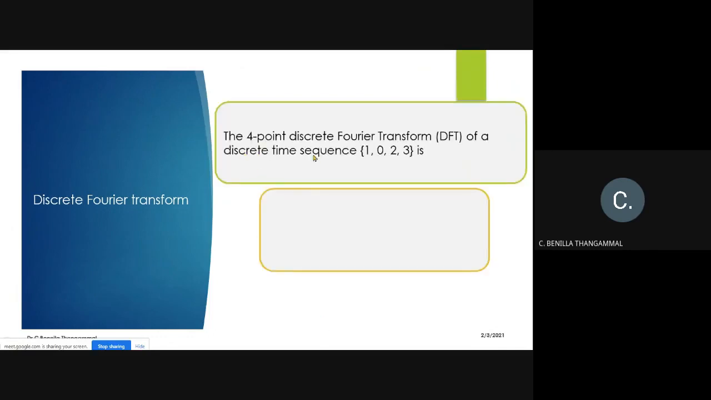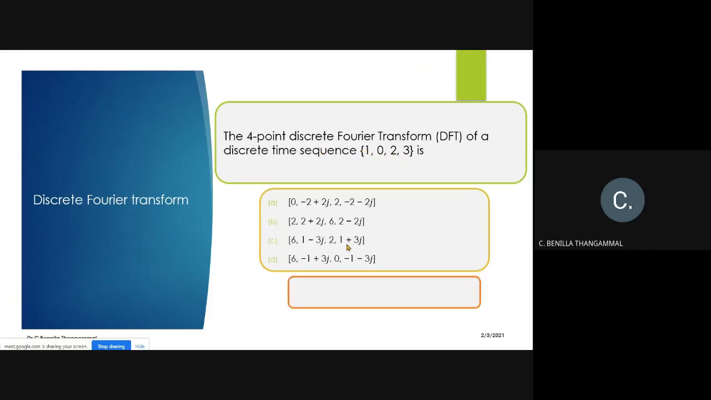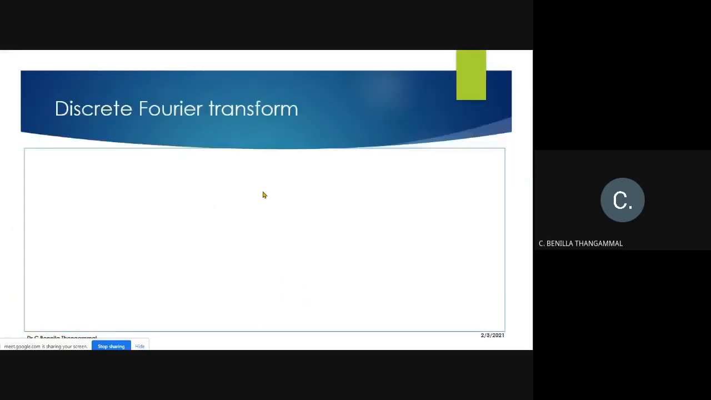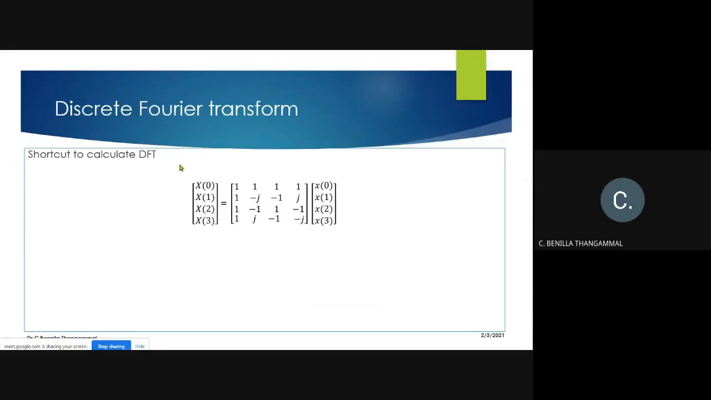So for the 4-point DFT, they ask you to find the 4-point DFT of the sequence 1 0 2 3. If you are going to write a descriptive type of examination, you have to use your formula and then solve the problem and find the answers here. But here it's an MCQ, so you can use your shortcut method too. So the shortcut method: you have your matrix form. So x of 0, x of 1, x of 2, x of 3. So this is the DFT value.